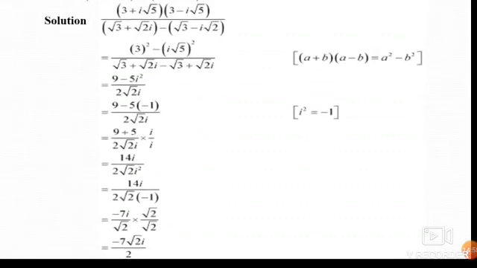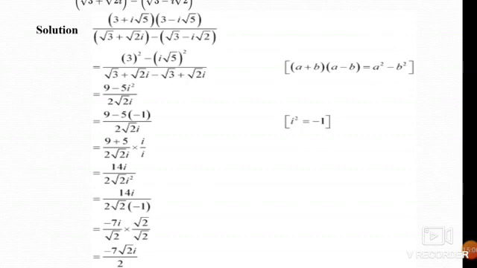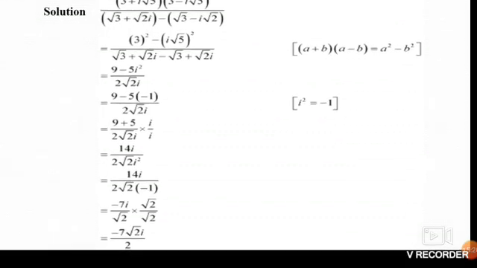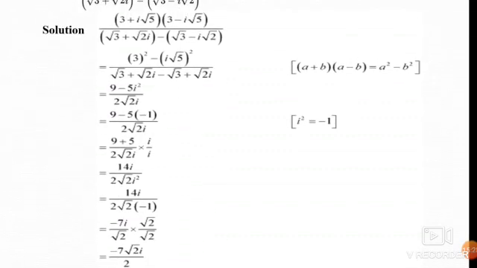Here the denominator you are having the root. So remove the root. So 9 plus 5 by 2 root 2i, multiply by i into i. So you will get i square. So 14i by 2 root 2 into, what is i square, minus 1. So there is a root in the denominator, so you have to multiply with root 2 by root 2. You will get it as minus 7 root 2 by 2i. Thank you.